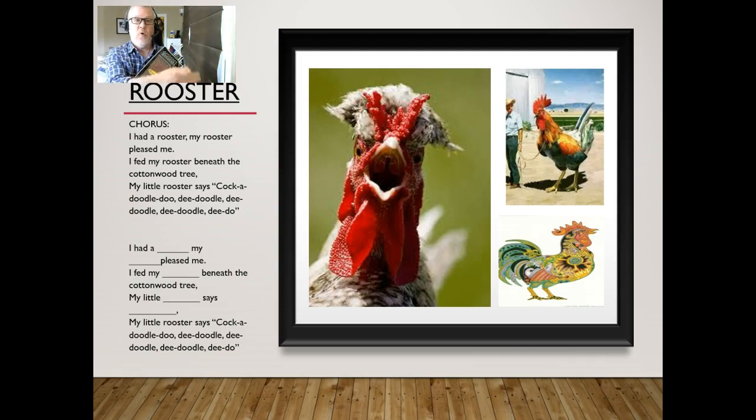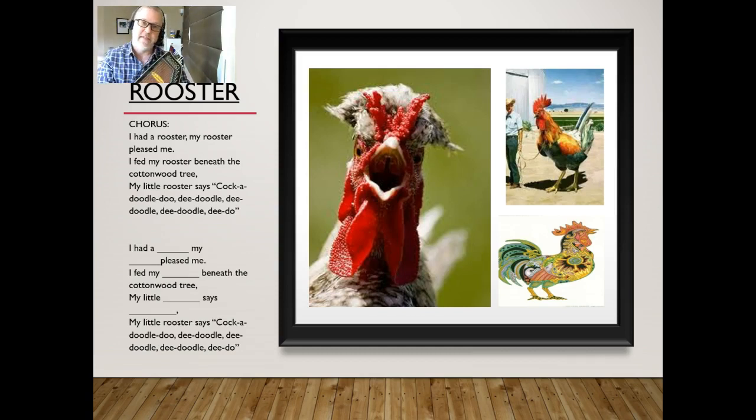I had a k, ow, cow. Cow, my cow, please me. I fed my cow 'neath a cottonwood tree. My little cow says, moo, moo. Moo, moo, moo. My little rooster sings cock-a-doodle-doo, dee-doodle-dee-doodle-dee-doodle-dee-doo.